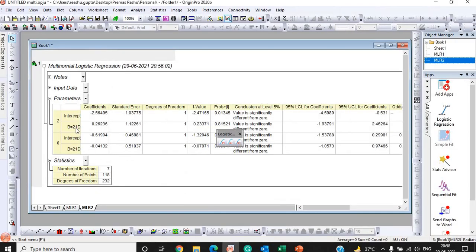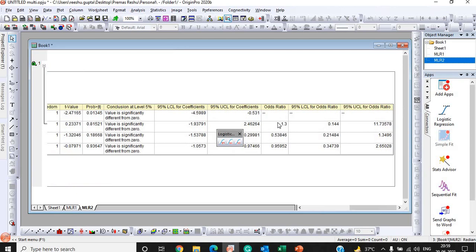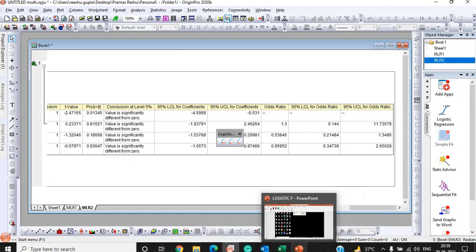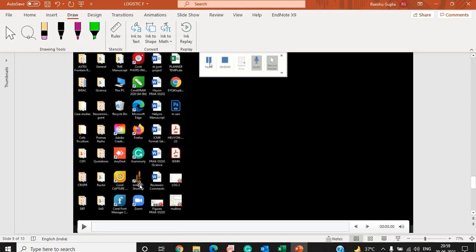You will see in this table, in case of the 21 microgram dose, 2 is the number that we gave to the cured patient. The chances of curing the patient are high because the odds ratio is more than 1, which is 1.3. However, the value is not significant. So this is regarding the multinomial logistic regression. So this is all about the logistic regression.